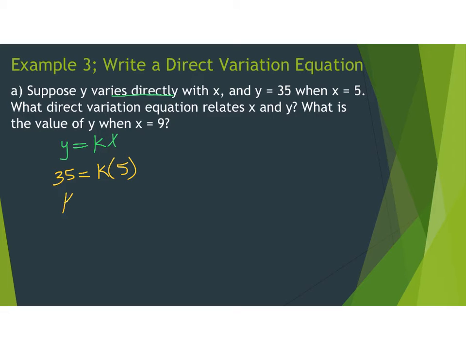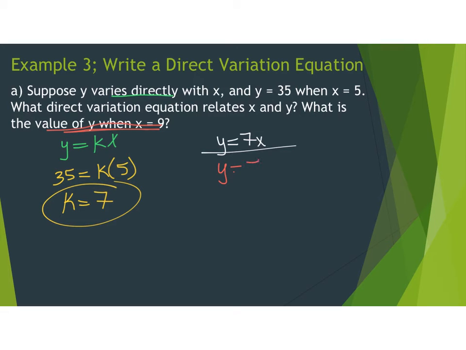So in this case, k is equal to 7, because you solve it for k. And then I can put it into my y equals 7x. And then I'm going to solve for the question that it asks. Find the value of y when x is 9. So y equals 7 times 9, because x is 9. 7 times 9 is 63, so y equals 63.